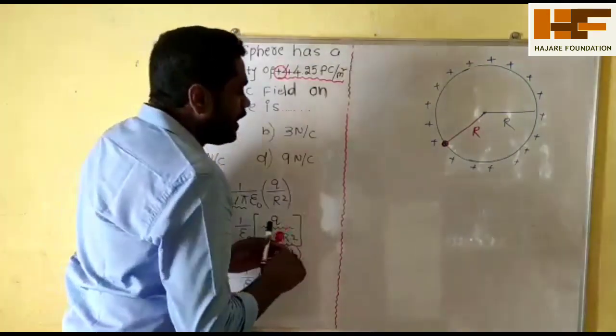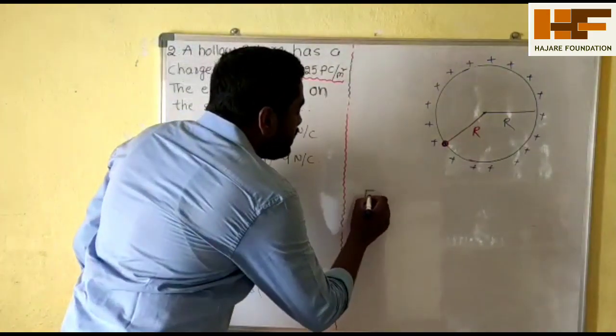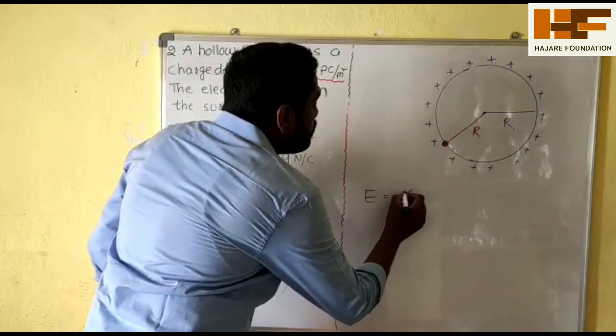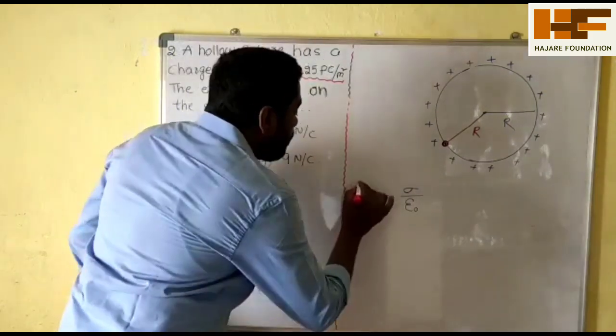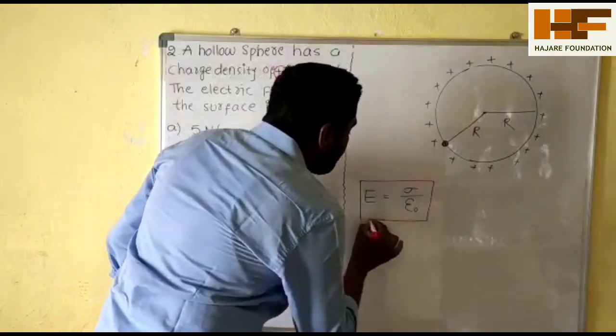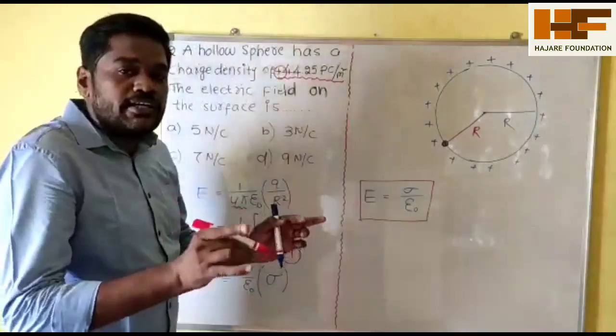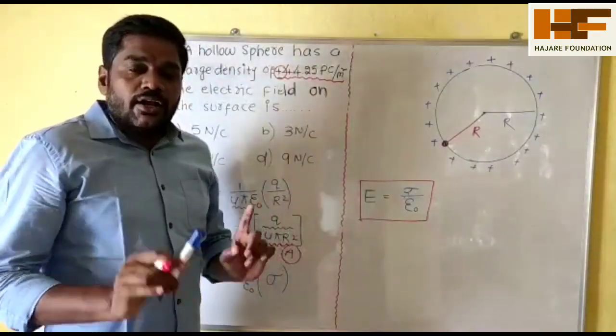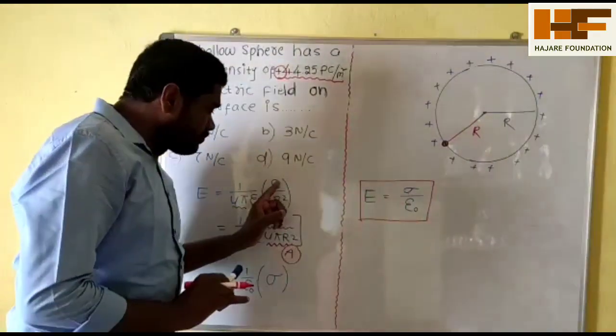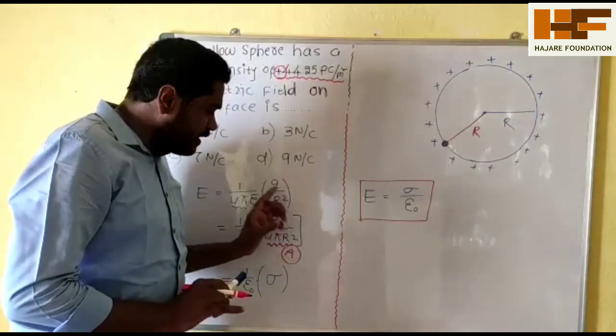Therefore now if you write here, you can get the answer. E is equal to what? E is equal to sigma by epsilon naught. We got one more formula for the electric field due to a hollow sphere on its surface: E is equal to sigma by epsilon naught. No need to worry, even though they have not given the charge and radius.